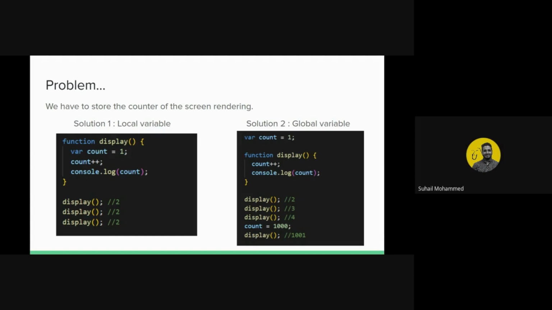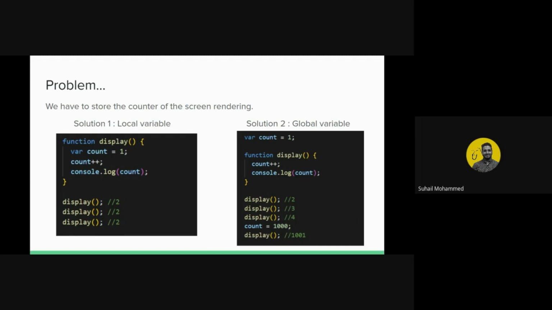And we have the second solution, which is using a global variable. And we have the function called display. We can increase the count by calling it, and it will work, but there's a problem. We can access the count variable anywhere in the global scope. So if we set the count to 1000, that means the count variable can be accessed or modified everywhere. So the count will be wrong. So how can we solve this issue properly?